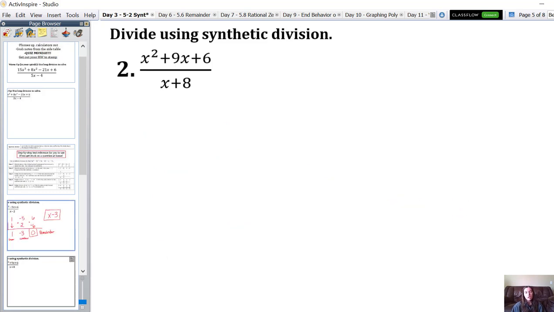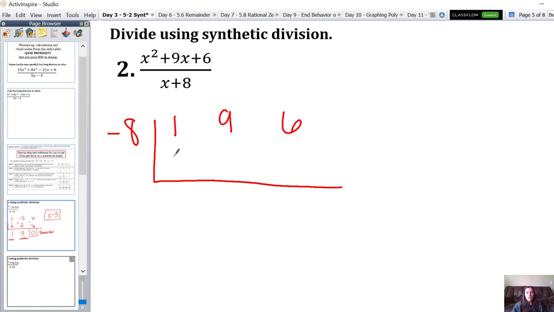X squared plus 9x plus 6 divided by x minus 8. First thing we're going to do, if it has this x with it, we're going to switch that sign. So now we have -8 on the outside, put that upside down half box, and we're going to put our coefficients. We're not missing any terms, so we've got 1, 9, and 6. Bring down the 1, multiply the outside times the bottom. -8 times 1 is -8. Then add. 9 plus -8 is 1.